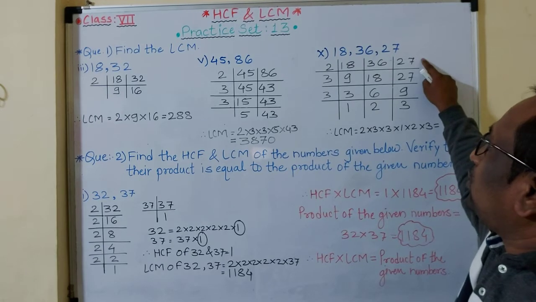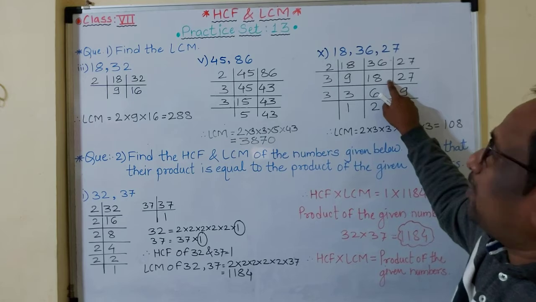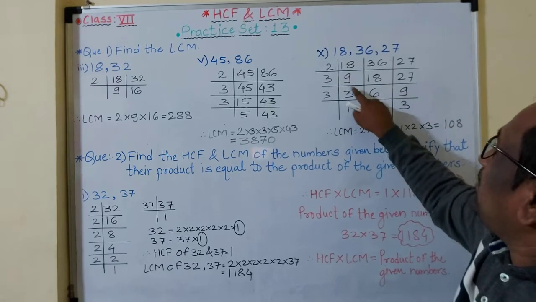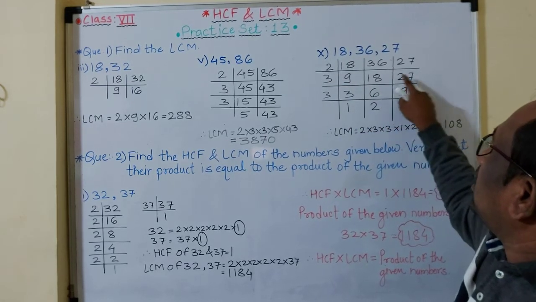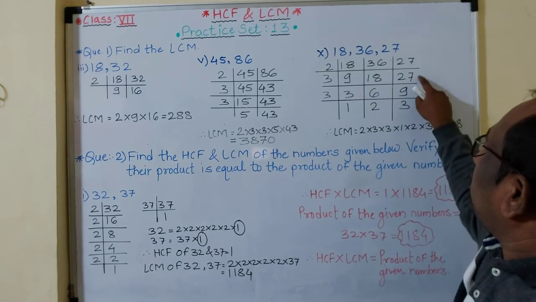27 is not divisible by 2. We have to take it as it is. Then 9 and 18 are divisible by 3. So 3 3s are 9. 3 6s are 18. And here 27 is divisible by 3 also. So 3 9s are 27.